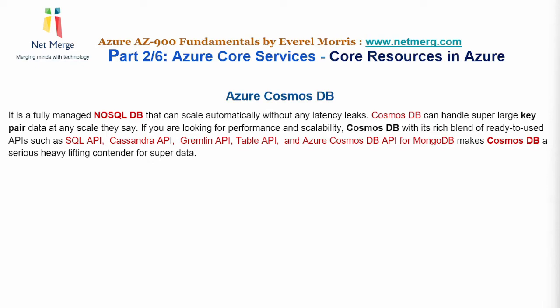It's a non-SQL database. It scales really fast. It's exceptionally fast. So if you're looking for performance and scalability, the Cosmos DB with its rich blend of ready-to-use APIs such as the SQL API, Cassandra API, Gremlin API, Table API, and the Azure Cosmos DB API for MongoDB make Cosmos DB a serious heavy-lifting contender for super large amounts of data. So there is your first option for databases.